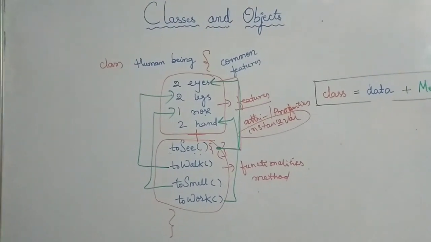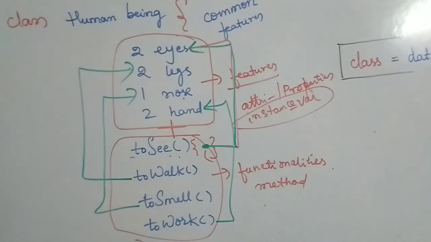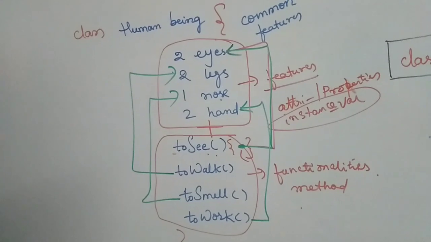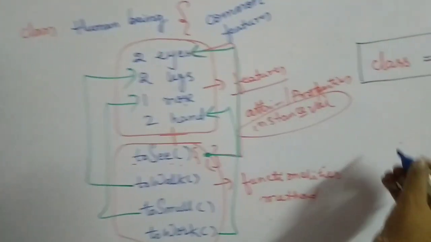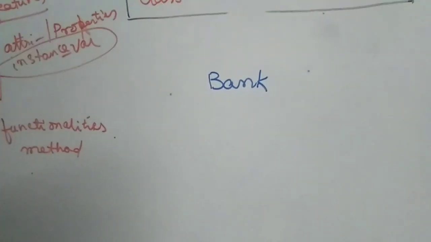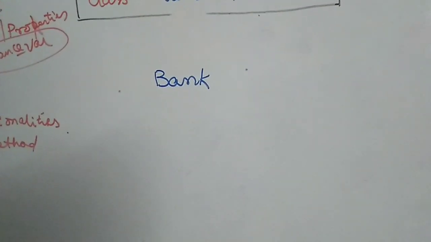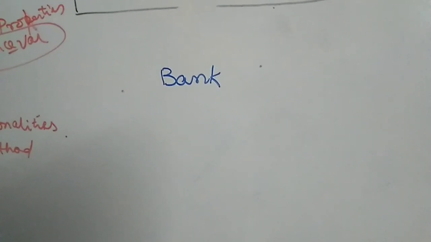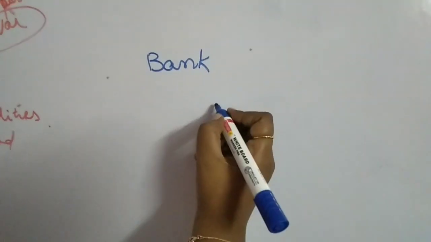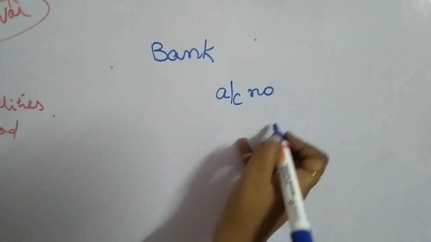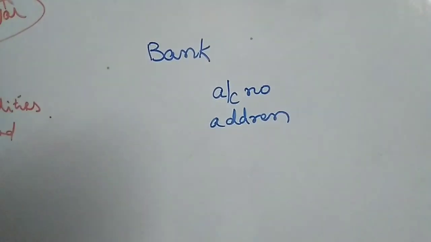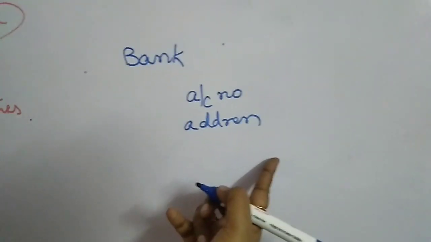And we'll see another example. Not only human beings, like living things, you can also work it on non-living things. For example, say I'm having a bank. Say I need to develop a banking application, so just put a bank over here. Now think of what are the features that a bank will be holding. So what will be there in the bank? You need to have an account number. And what else? Okay, the address of the bank, where the bank is located. So these are some of the features of the bank.